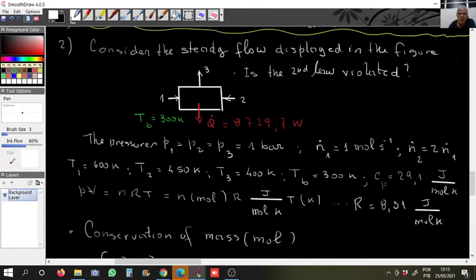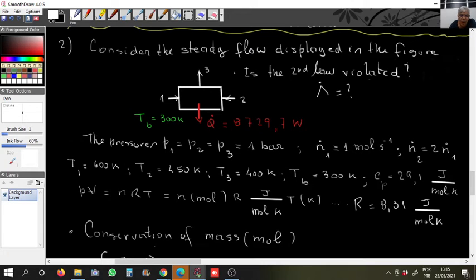Second question, exercise number 2. Consider the steady flow displayed in the figure. Here, 1 and 2 flow in, and 3 flows out. Question: is the second law of thermodynamics violated? Let's calculate the entropy generation, so you answer my question. If it is positive, it does not violate. If it is 0, the process is reversible. If it is less than 0, it's impossible to happen.